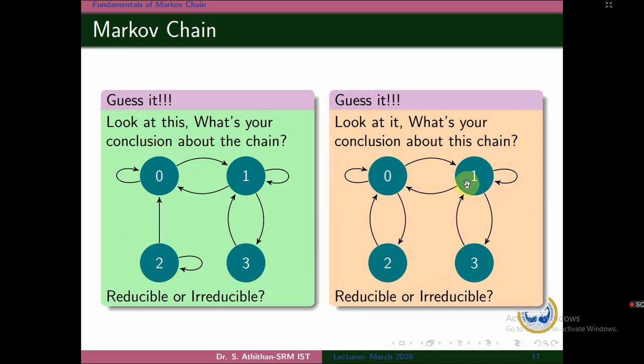But in this case, from 2 to 3 you can go 2, 0, 1, 3, and 3, 1, 0 and 2. So every state is connected, they form a single communicating class. So this is irreducible. This example will give you a clear idea about what is reducible or irreducible.